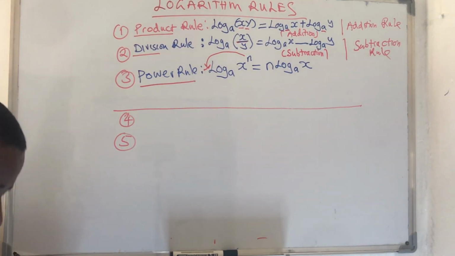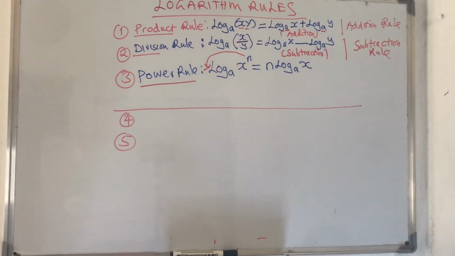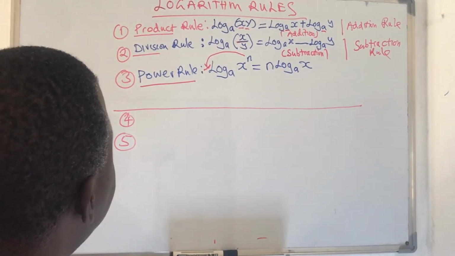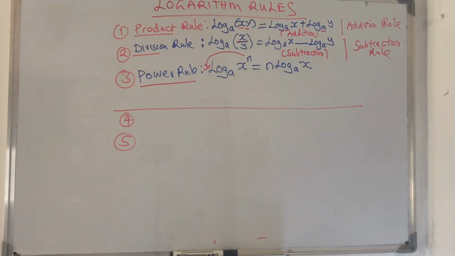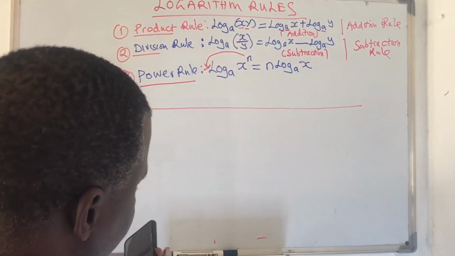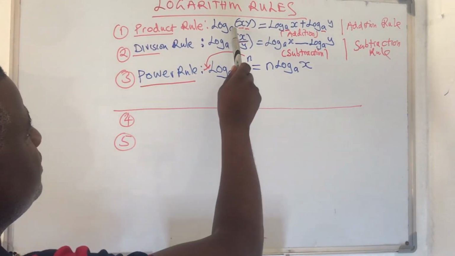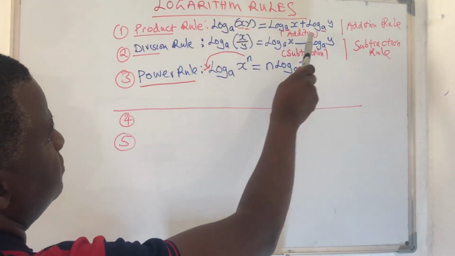So I'd like you to master these three rules. The first rule is the product rule. And we know that for the product rule, we are going to separate the two logs here.